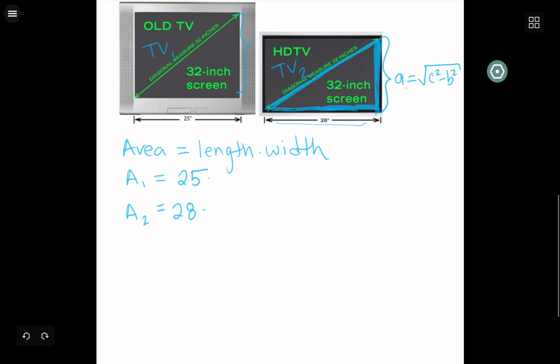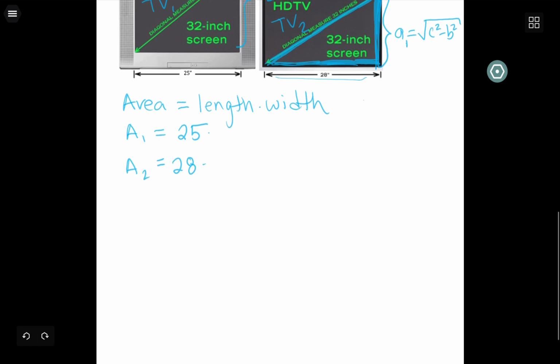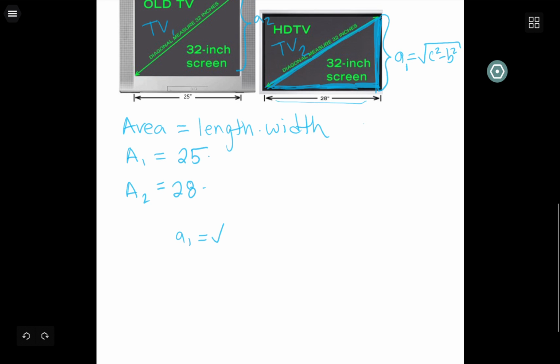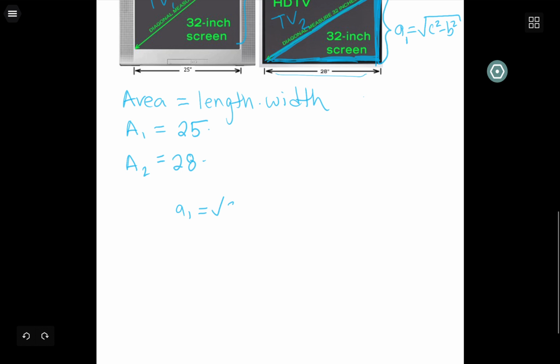Okay, so let's call this A1 and this one A2. So A1, I'm probably not giving myself enough room here. Do it down here. Okay, so little a1, which is what we're calling the width, is the square root of, remember c is always the hypotenuse, so 32 squared minus b, which is the other leg, 28 squared.